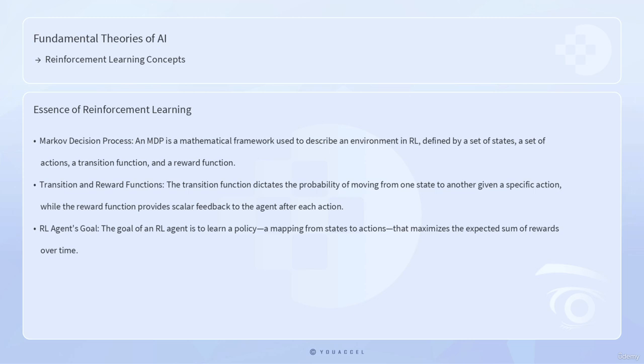The essence of reinforcement learning lies in the Markov decision process. An MDP is a mathematical framework used to describe an environment in RL, defined by a set of states, a set of actions, a transition function, and a reward function. The transition function dictates the probability of moving from one state to another given a specific action, while the reward function provides scalar feedback to the agent after each action. The goal of an RL agent is to learn a policy, a mapping from states to actions, that maximizes the expected sum of rewards over time.